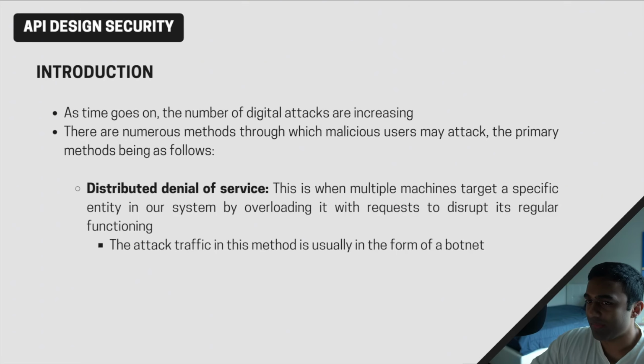There are numerous methods through which malicious users may attack, the primary methods being as follows. Distributed denial of service. This is when multiple machines target a specific entity in our system by overloading it with requests to disrupt its regular functioning. The attack traffic in this method is usually in the form of a botnet.